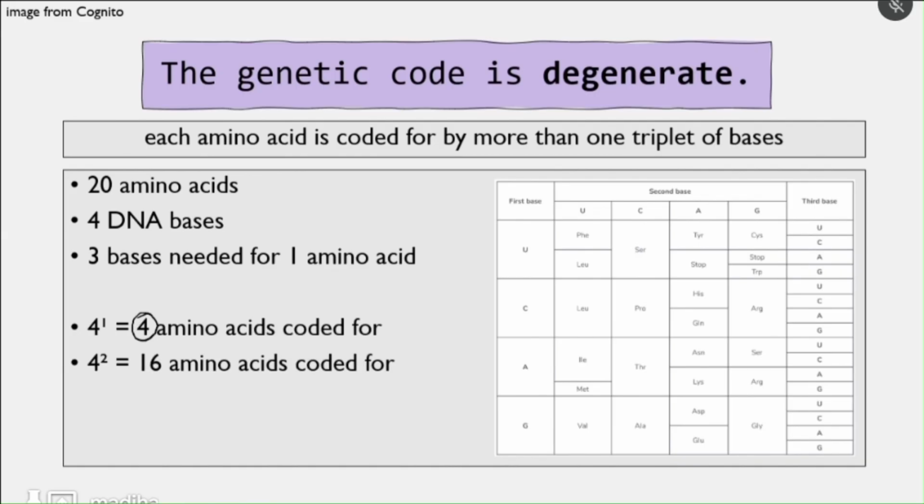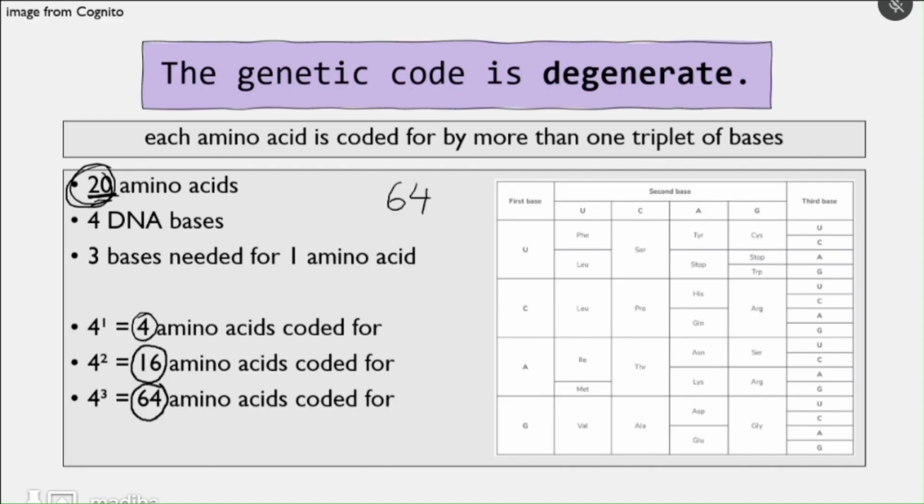Then let's say it takes 2 bases to make 1 amino acid. If we had 2 bases for an amino acid, only 16 would be coded for. This still isn't enough because we know there are 20 of them. So then let's say we have a triplet of bases coding for an amino acid. We can see that there are 64 that are coded for. 64 is quite a lot considering we only need 20. So there are 64 possible combinations that the triplets can make, and with that, the 20 amino acids can be made multiple times.